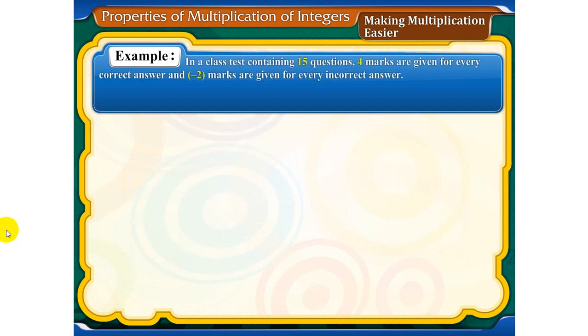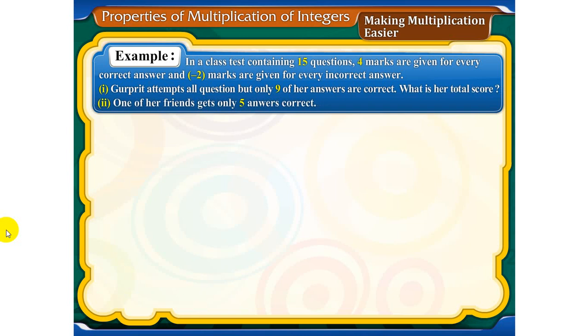Example. In a class test containing 15 questions, 4 marks are given for every correct answer, and negative 2 marks are given for every incorrect answer. 1. Gurpreet attempts all the questions, but only 9 of her answers are correct. What is her total score? 2. One of her friends gets only 5 answers correct. What will be her score?